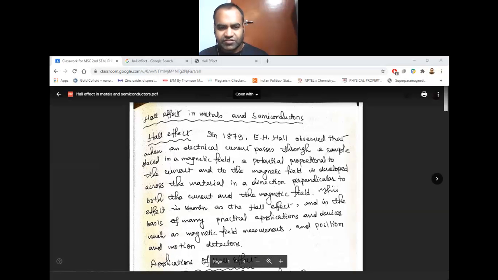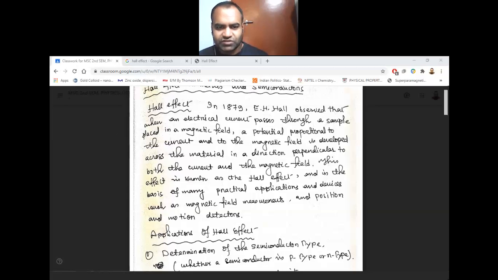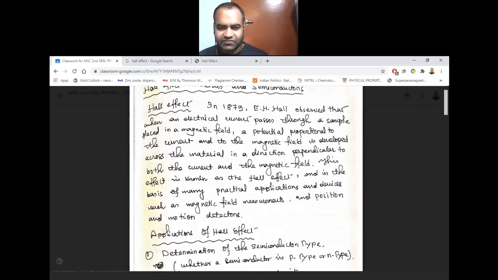As you can see here, Hall effect in metals and semiconductors. So what is the Hall effect? The Hall effect was discovered in the year 1879 by Edwin H. Hall. He observed that when an electrical current passes through a sample placed in a magnetic field, a potential proportional to the current and to the magnetic field is developed across the material in a direction perpendicular to both the current and the magnetic field.